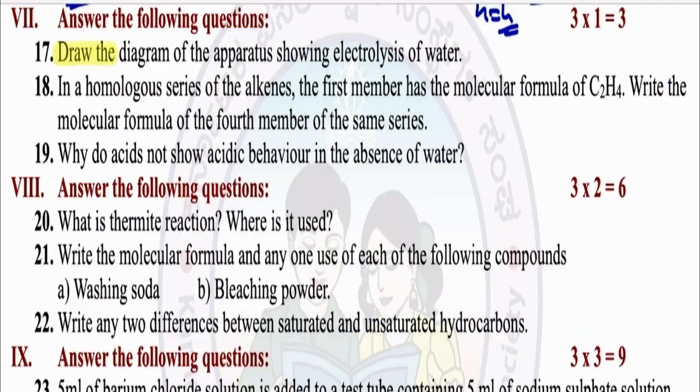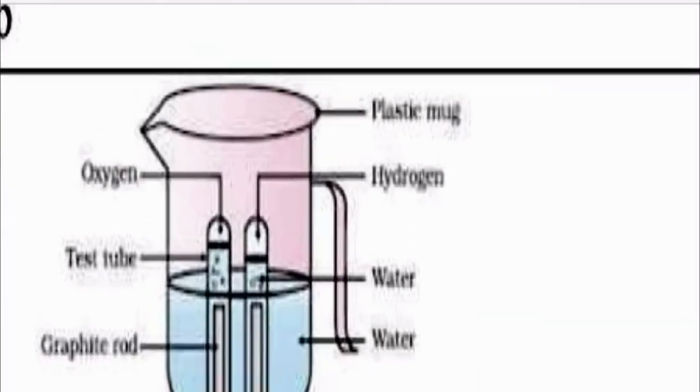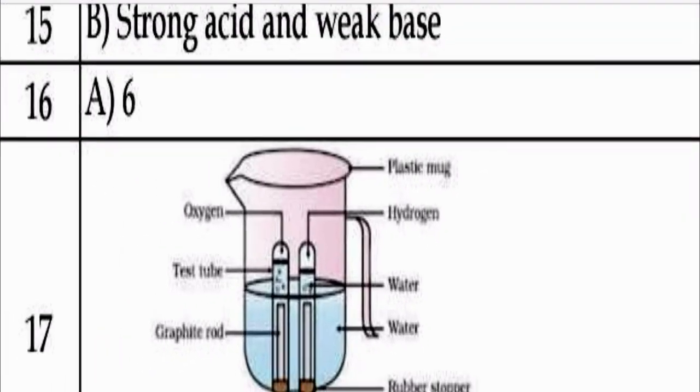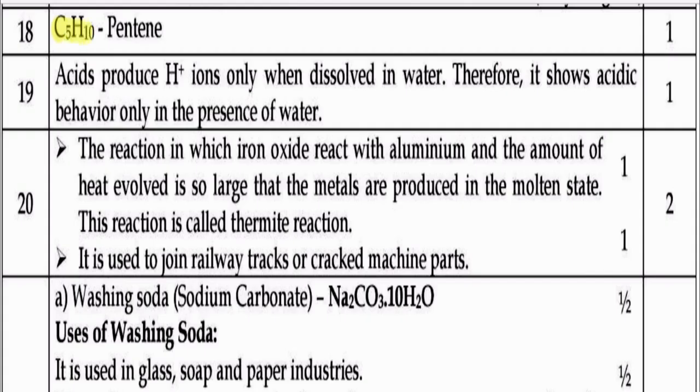Draw the diagram of apparatus showing electrolysis of water. So here is the diagram. You can view it in the textbook. 18th question. In the homologous series of alkenes, the first member has the molecular formula C2H4. Write the molecular formula for the fourth member of the same series. The answer is C5H10, which is pentene.